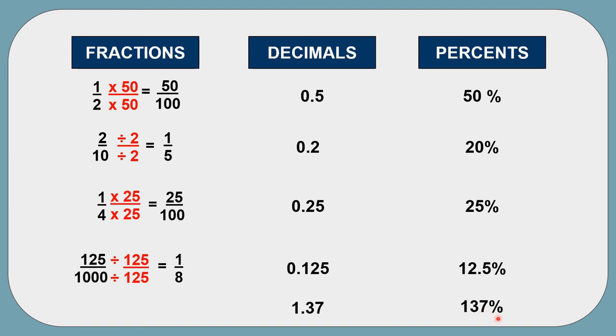Alright, so 137%, move again one, two, it's just 1.37, and then in fraction, it's 137 over 100. So, this is an improper fraction. So, a percent can exceed 100%. Okay, so 100% is just whole. It means nothing is removed. So, 100 over 100 in fraction, and that is just equal to 1.